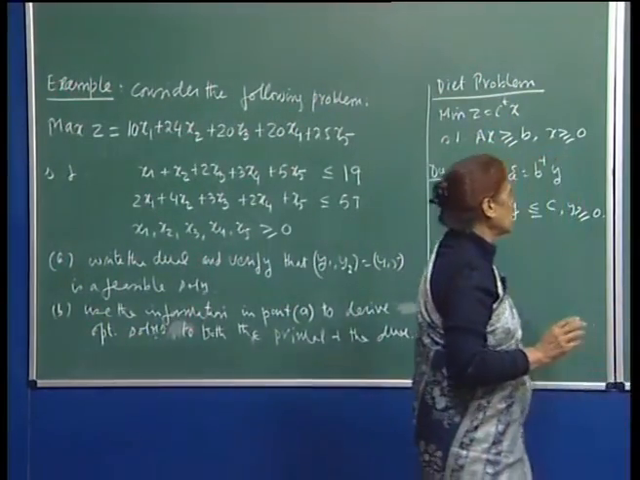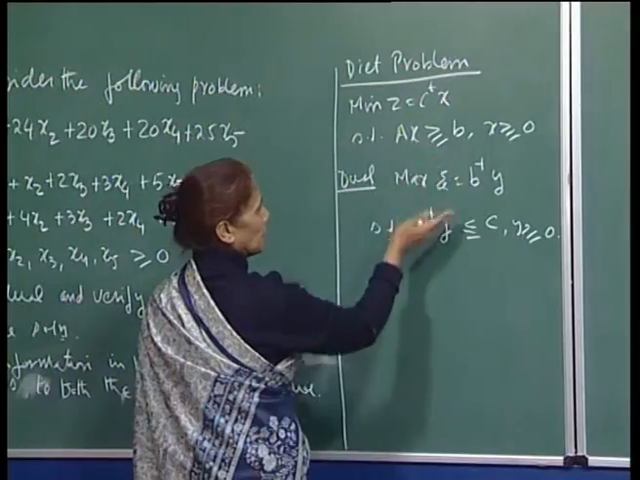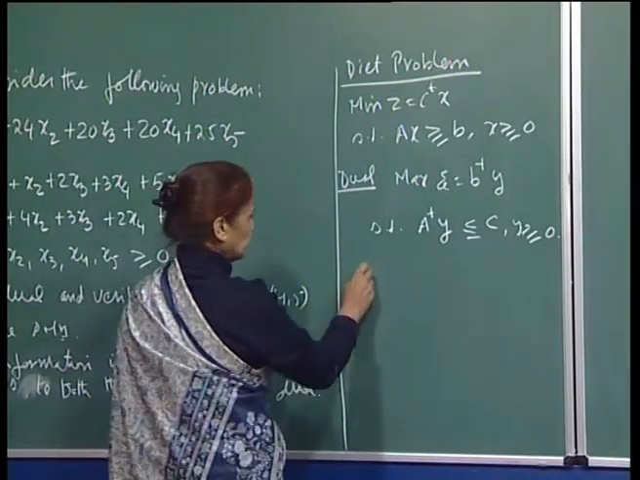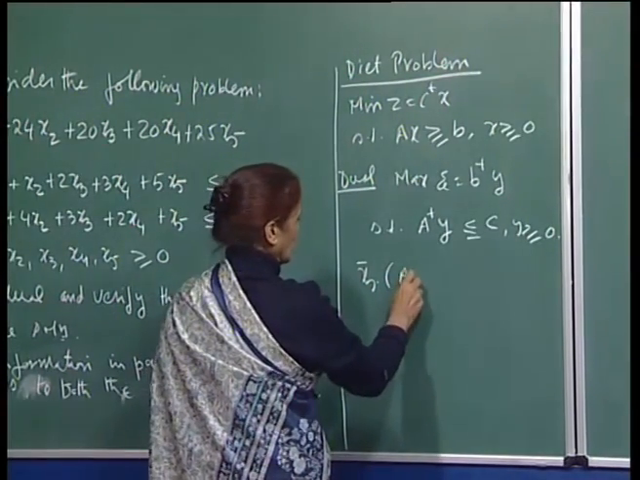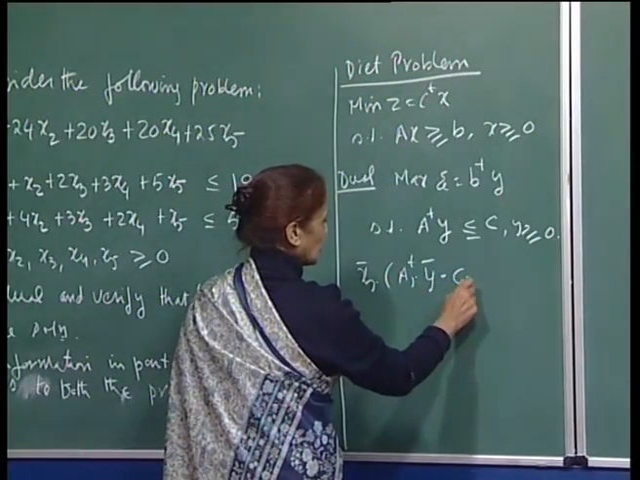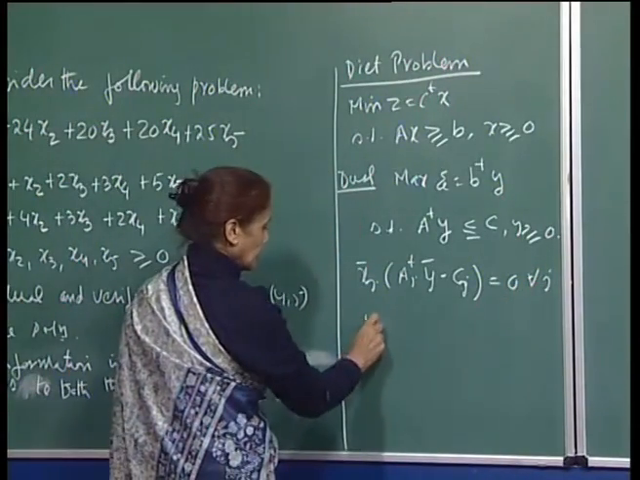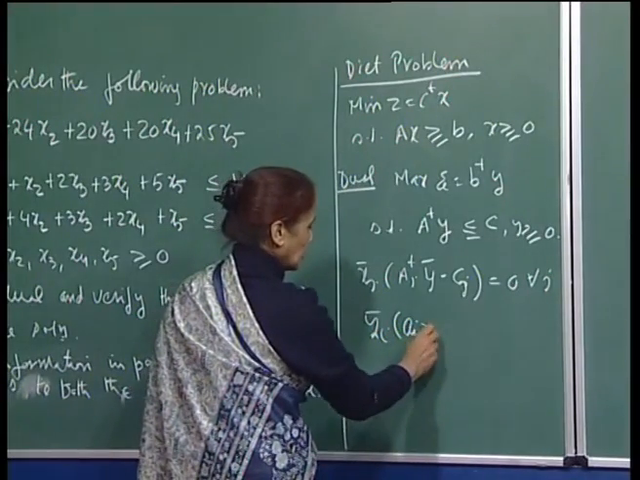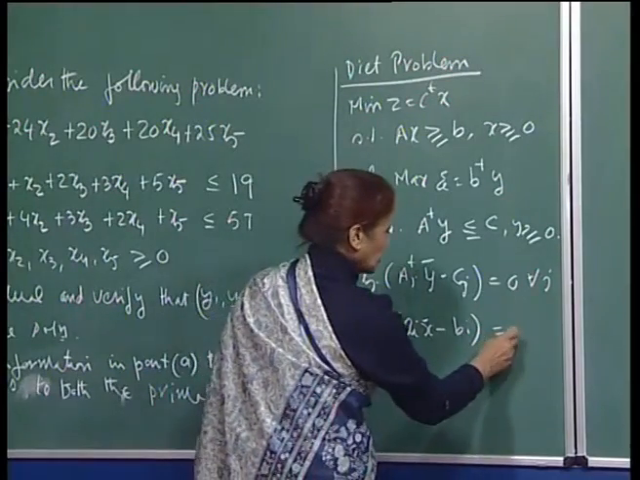That means it meets the necessary requirements for the different nutrients. So, this was your problem, and the dual would be of this kind. So, when you say that x_j bar times (a_j transpose y bar minus c_j) is equal to 0 for all j, and y_i bar times (a_i x bar minus b_i) should be equal to 0 for all i.